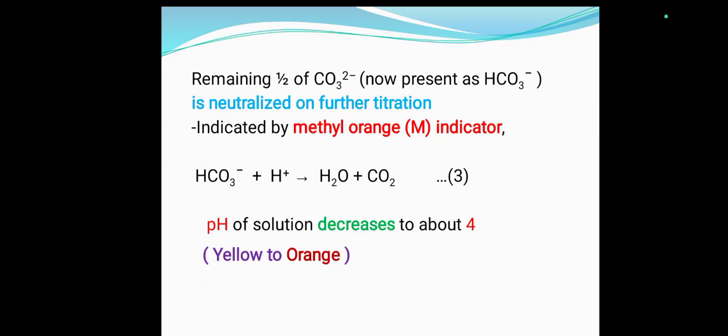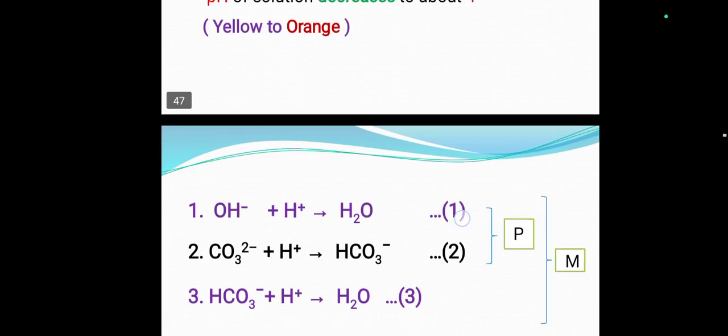H2O plus CO2, that is a complete neutralization, and the pH again decreases down to 4, that is a completely acidic solution. Right, because all the alkalis are completely neutralized, so there is no basic or alkaline component in the water sample. Only acid is there. That's why the pH of the solution decreases to 4.